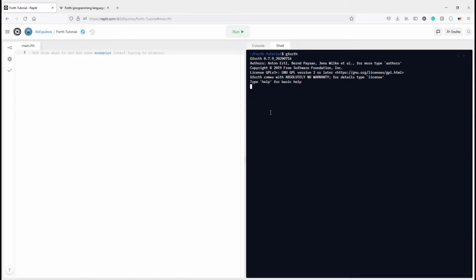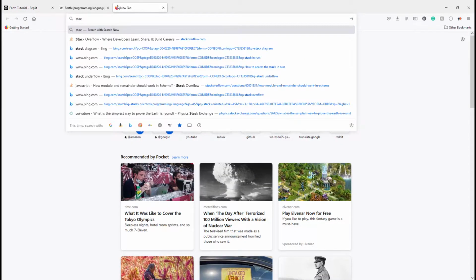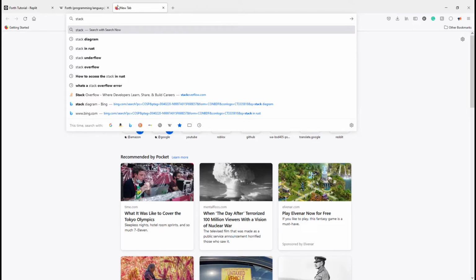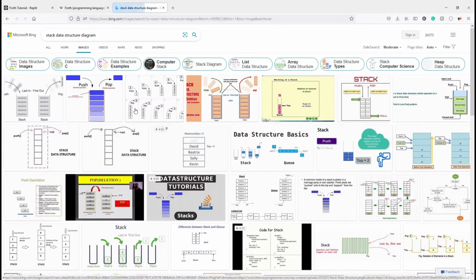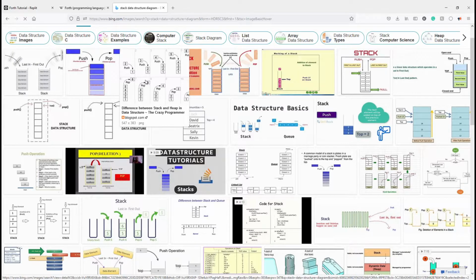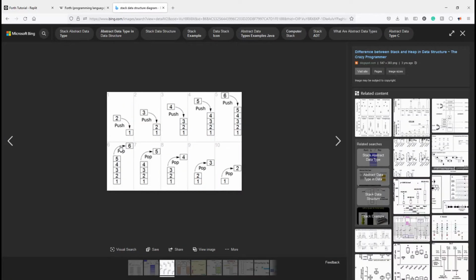So, as I said before, fourth is a stack-oriented language, which means that all data is built on the stack. I'm gonna explain what a stack is really quick. If you're not sure what a stack is, we can look at some diagrams. Stack data structure diagram. Yeah, like this. Basically, it's a first in, last out type data structure.